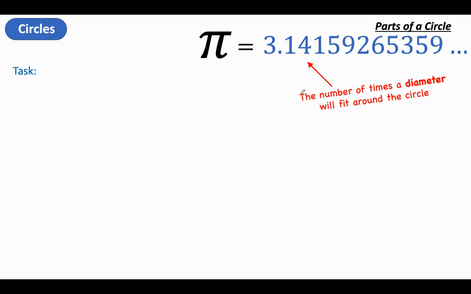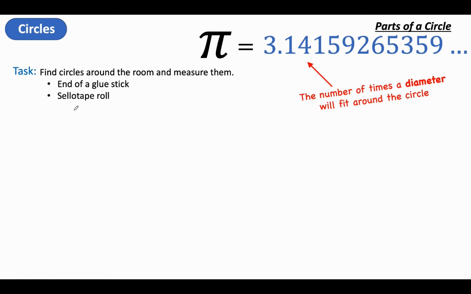Because this is quite a short lesson today, you're going to go off and do some work on your own. I want you to investigate that. Find some circles around the room or around your house, or outside, wherever you can find some circles. A couple of ideas: the end of a glue stick, a sellotape roll, a sweet tin like a Heroes or Quality Street tin, a Pringles tube, a bike wheel, a saucepan, a bottle, anything that is circular.